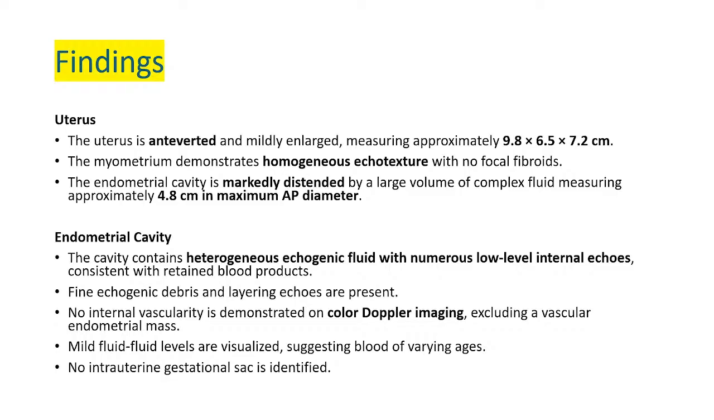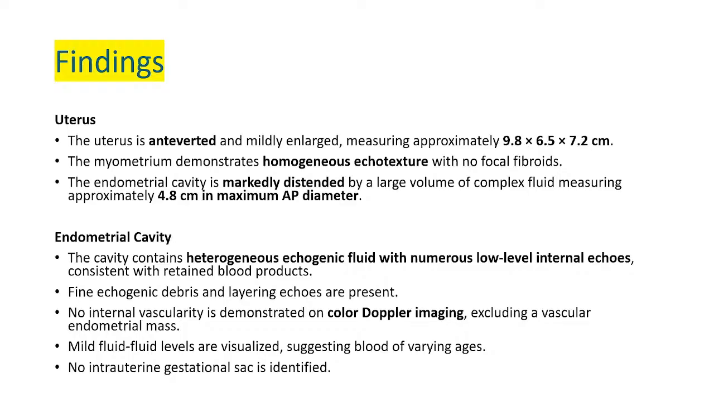So the findings, this is how I do it. The uterus is anteverted and mildly enlarged, measuring approximately 9.8 by 6.5 by 7.2 centimeters. The myometrium demonstrates homogeneous echotexture with no focal fibroids. The endometrial cavity is markedly distended by a large volume of complex fluid measuring approximately 4.8 centimeters in maximum AP diameter. The endometrial cavity itself, let us expand it.